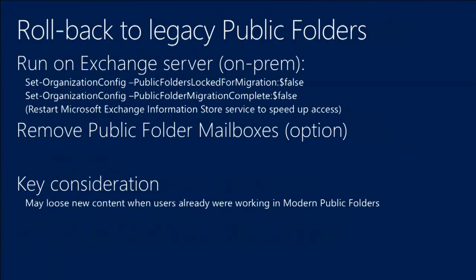So how does a rollback work? As I said, this is quite easy. You just set the organization and config to false, and remove the public folder mailboxes. So basically, you have two configuration parameters in the Exchange 2010 or 2007 environment, and you remove the public folder mailboxes, then all your users will connect back to the legacy public folders. However, here you need to consider that, of course, if your users already worked in the new environment, then you must think about how to get the content back to the legacy public folders.